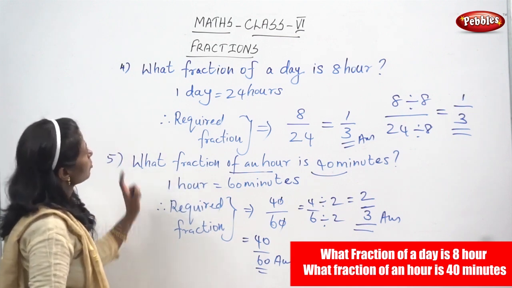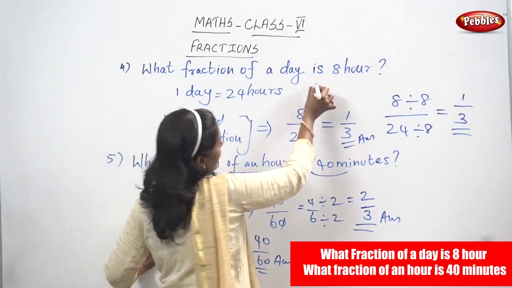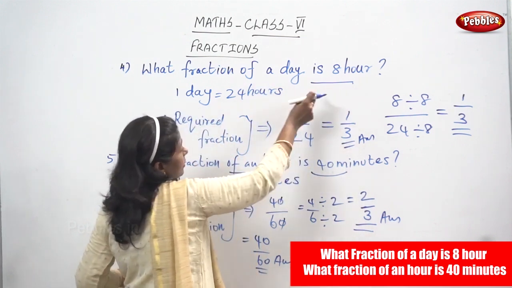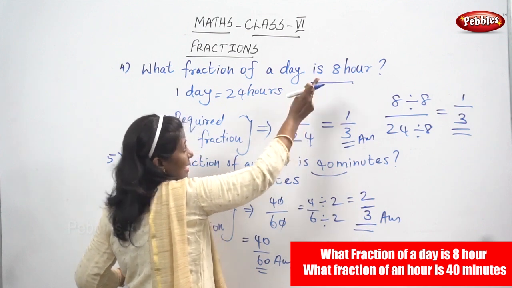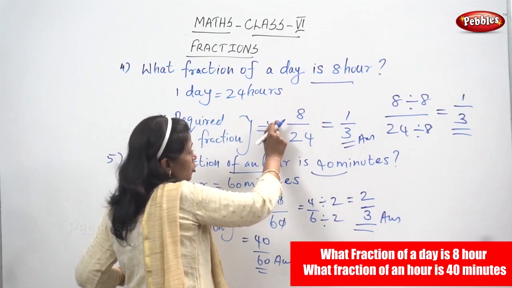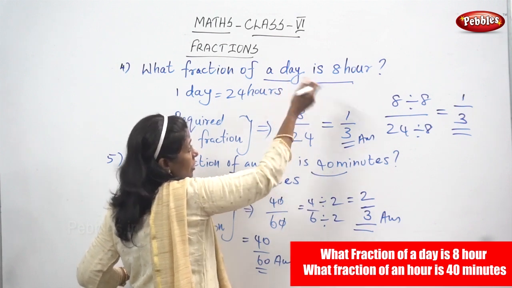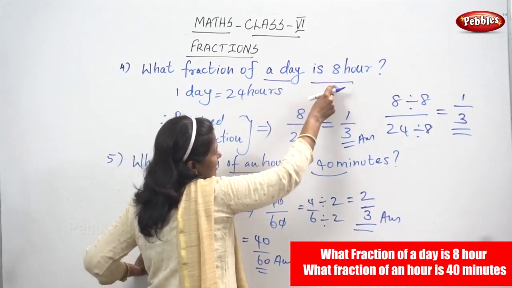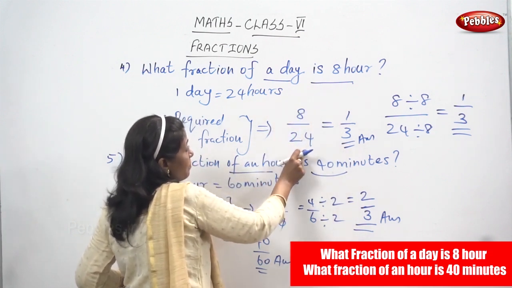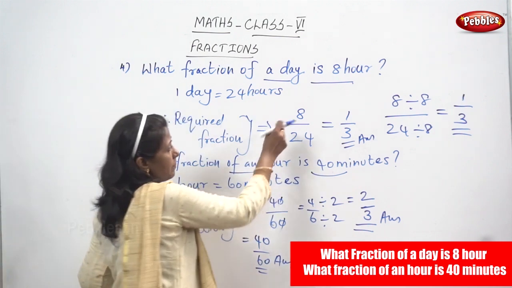I'll repeat once again. What fraction of a day is 8 hours? You have to find the fraction for 8 hours in a day. So 8 must come as the numerator. A day is the denominator, and the required fraction is for 8 hours only. So 8 divided by 24. Why 24? Because 1 day is equal to 24 hours. So the required fraction is 8 by 24.